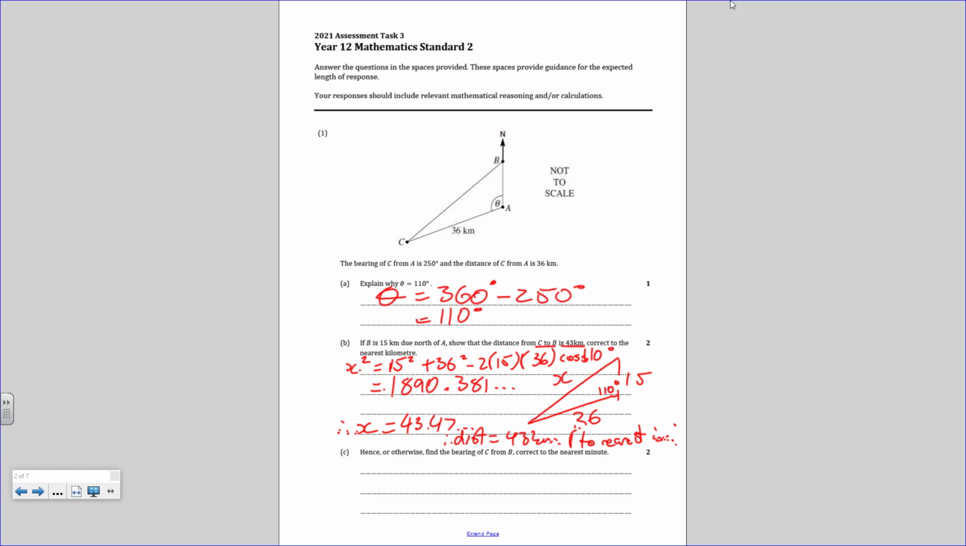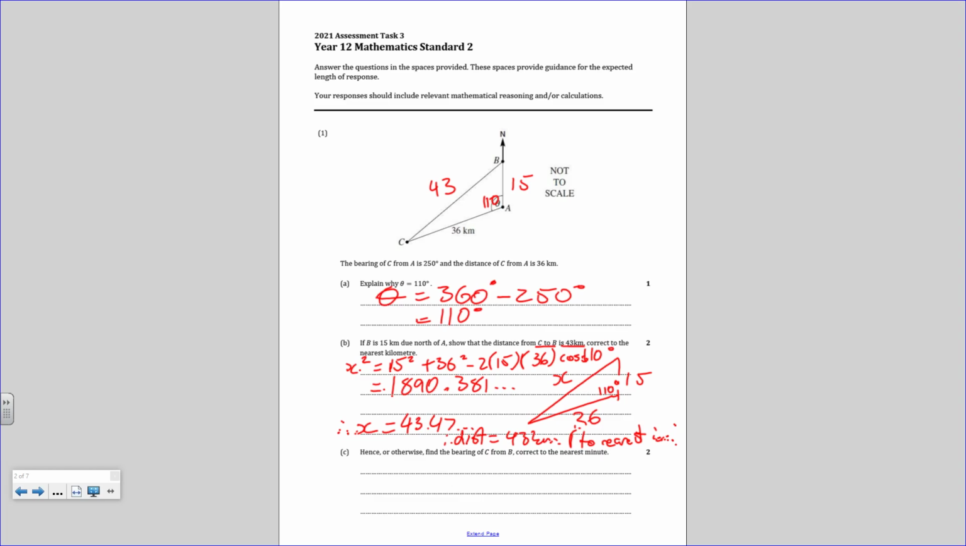So we have all this information. We're told that that's 15, we're told that this is 110, and we're told that this is now 43. We can just use that as 43. You don't need to use the full 43.47..., because in the previous question it said rounded to the nearest kilometer, so you can use that rounded number if it told you to do that in a previous question.